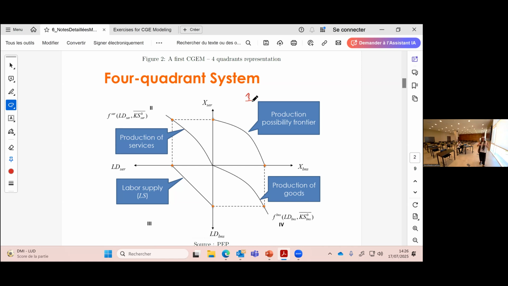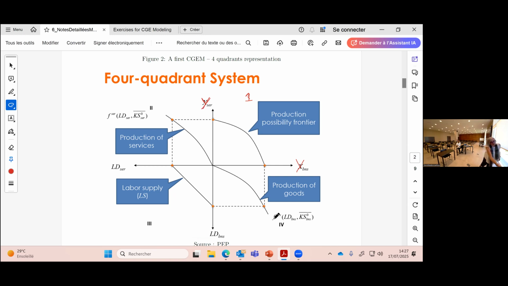In the following, for the notation, I specify that I did not change the graphic produced by the PEP network. For the following notation, these X become a Y. Then we have two products, services and goods. And here you have the production possibility frontier. Then it's the repartition of the production between the two goods that we have in the economy.